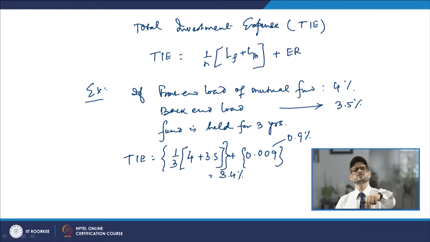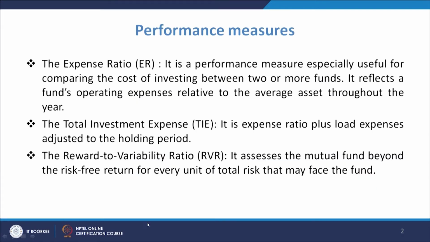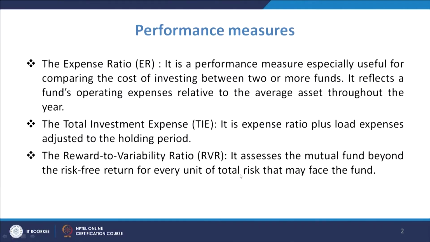So, that is how you calculate the total investment expense. Then the next performance measure is the reward to variability ratio, that is RVR. This performance measure will assess the mutual fund beyond the risk free return for every unit of total risk that may be faced by the fund. The risk free return may be something very standard, maybe from a municipality, or from specific government bonds. So, they offer you the risk free return. Based on that you are calculating this performance measure, the reward to variability ratio, because it talks about how much variability it has.